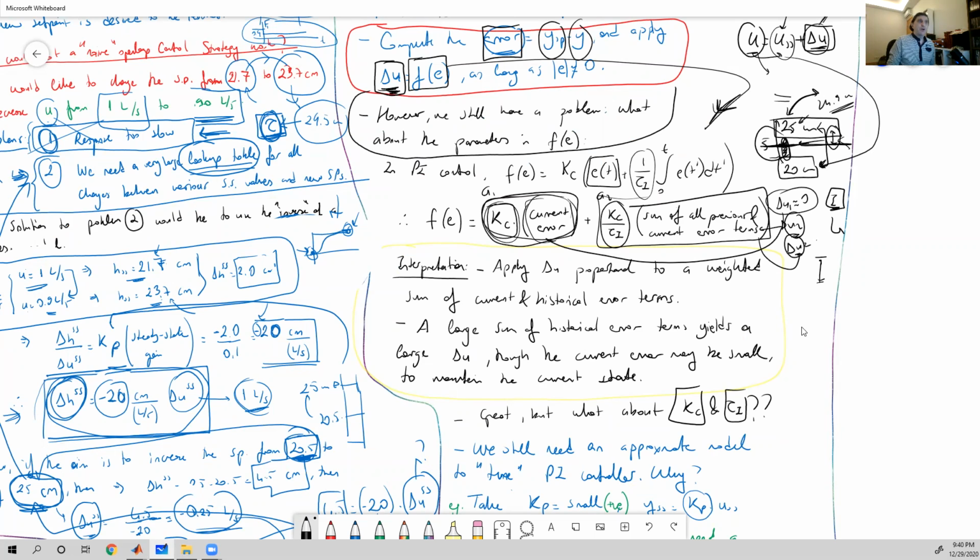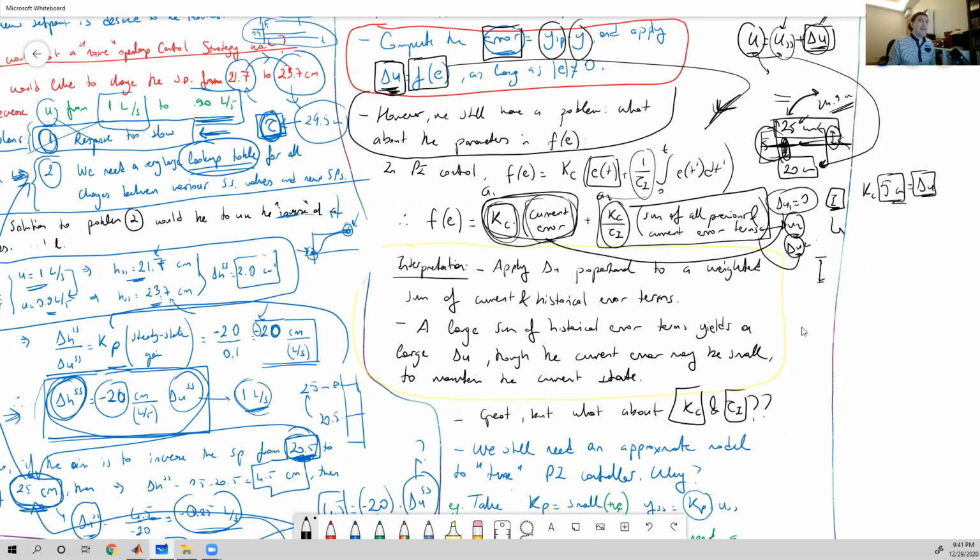In other words, when the controller finds that we have an error of 5 centimeters, it's going to multiply it by some Kc, and delta U is going to be equal to that initially. Initially this integral part is going to be almost equal to 0. The problem is, there's an error of 5 centimeters, so change the valve.